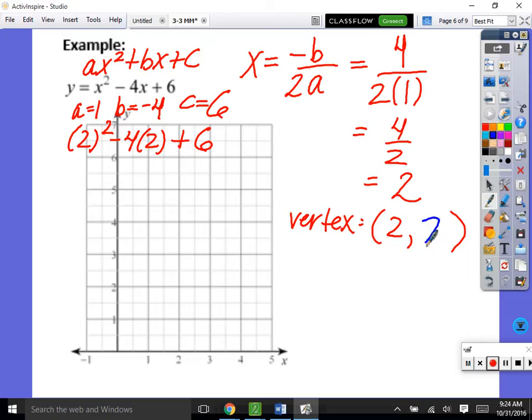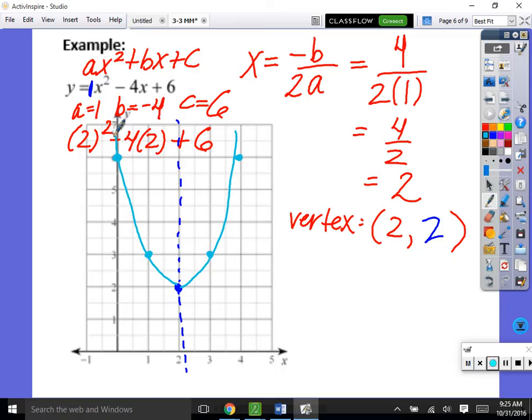Okay. So that means we start at the origin, 0, 0. We're going over 2, up 2. There's our vertex. We put in our axis of symmetry. Now, once again, our leading term is +1, so let's use the 1, 3, 5, 7 rule. From here, you can go over 1 up 1, over 1 up 1, over 1 up 1, 2, 3, over 1 up 1, 2, 3. That's good enough. So we can draw in our parabola.